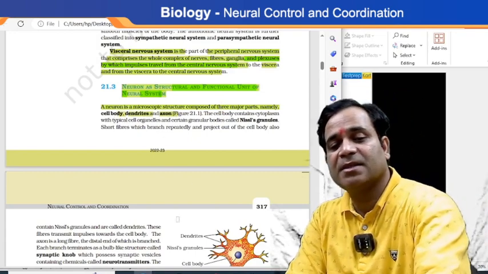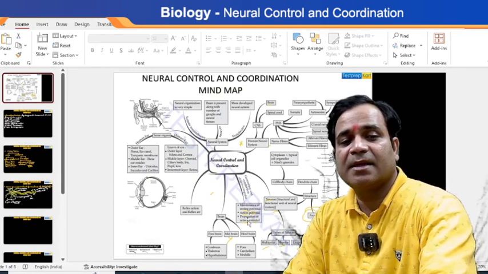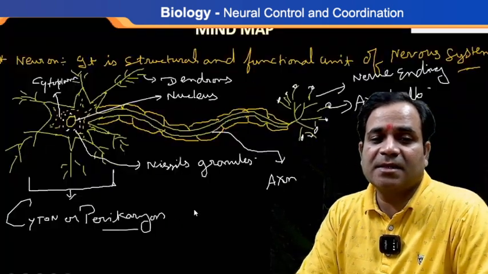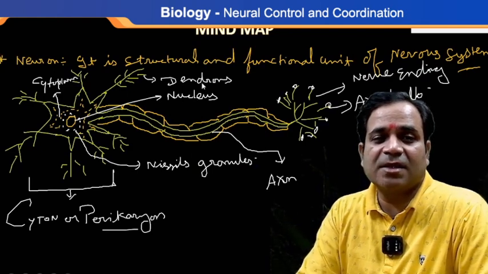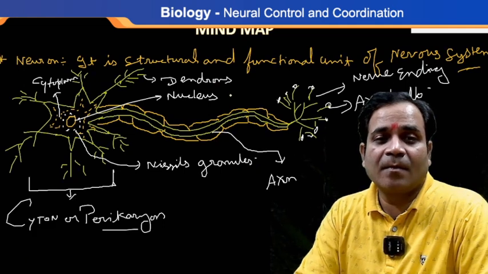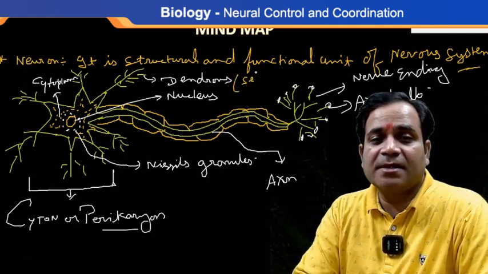Okay, see this one in the diagram where I make here. This one is the cyton. This one is the dendrites. You see the dendrons. Dendron is singular. Right?